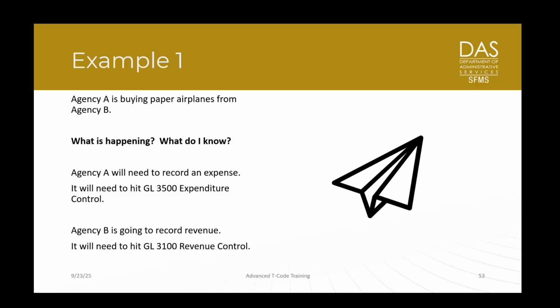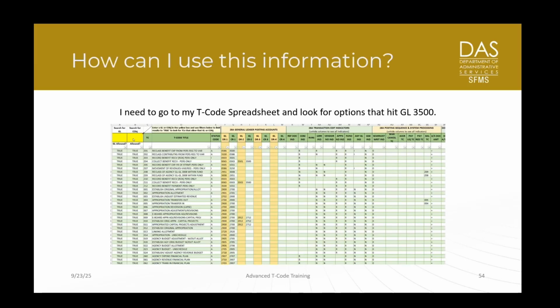And then I know that Agency B is going to have to record it as revenue. So I know one half of my T-code pair has to hit 3500 for expenditure, and the other half has to hit 3100 for revenue control. So then how can I use this information? Well, I'm going to go, I told you guys I like it, the T-code spreadsheet, and look at it.